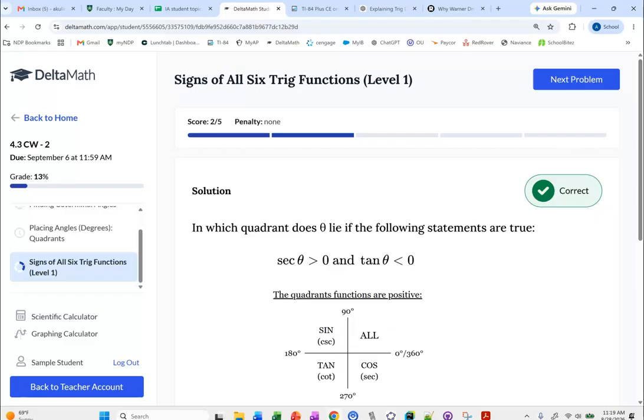Yes, go ahead. How can tan and cotangent be positive? Why wouldn't it be all negative in the third quadrant? Because y over x is negative over negative, which makes it positive. I'm an idiot, sorry. That's okay. All right, I'm going to pause here.